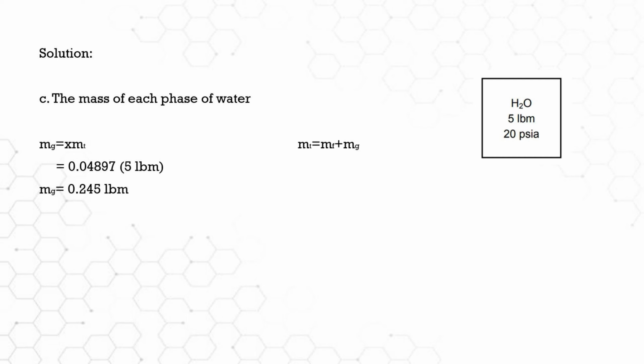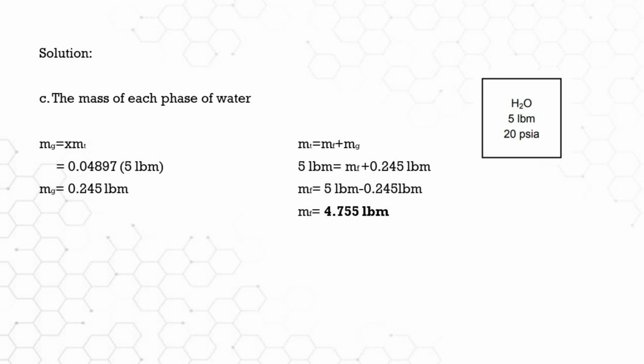So in finding the mass of each phase, we use the formula mass total equals mass at saturated liquid added to mass at saturated vapor. Since the mass of saturated liquid is unknown, we are going to subtract the mass of the saturated vapor from the total mass, which is 5 pound minus 0.245 pound mass equals 4.755 pound mass. So 4.755 pound mass is our mass at saturated liquid phase.